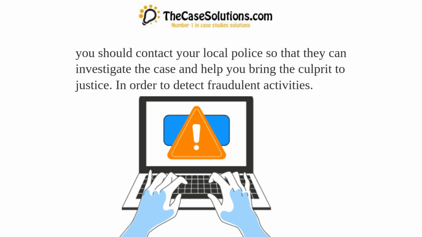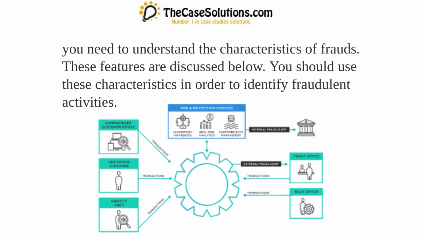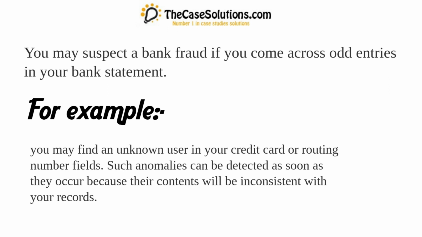In order to detect fraudulent activities, you need to understand the characteristics of frauds. These features are discussed below. You should use these characteristics in order to identify fraudulent activities. You may suspect a bank fraud if you come across odd entries in your bank statement. For example, you may find an unknown user in your credit card or routing number fields. Such anomalies can be detected as soon as they occur because their contents will be inconsistent with your records.